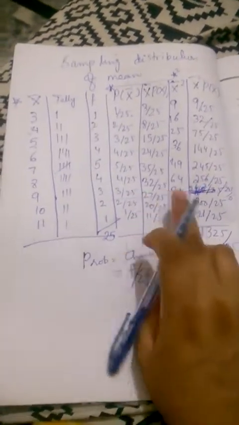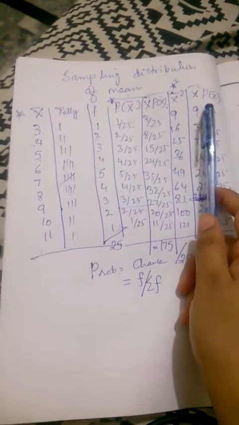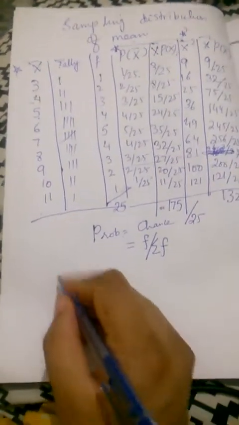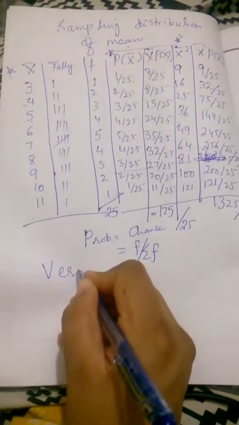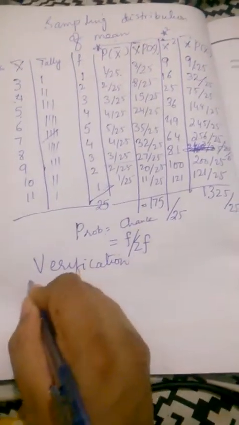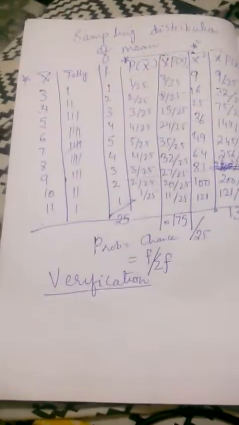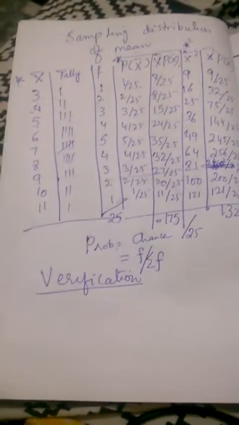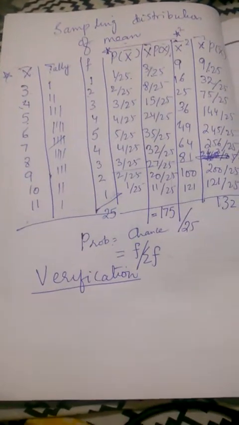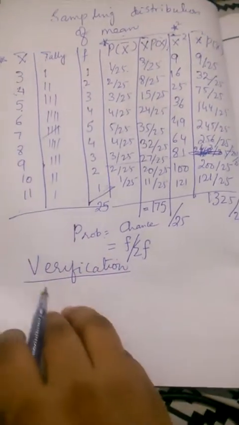We had done 2 extra steps. We have found x bar into p of x bar and then x bar square into p of x bar. This was done for verification, as it was mentioned in the question that you also need verification. There are 2 verifications, which will enable you to check your question and make sure that you have done correct calculations.